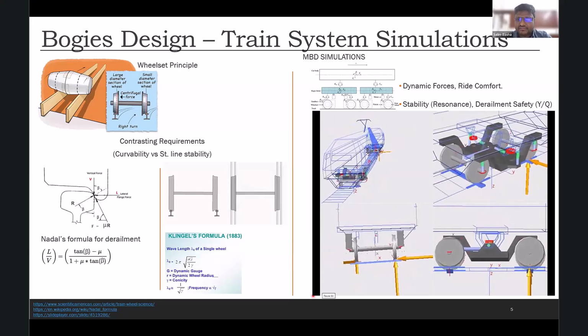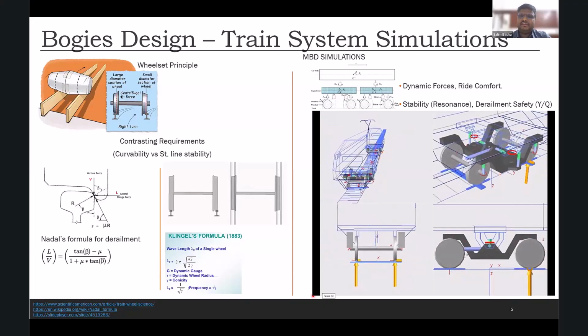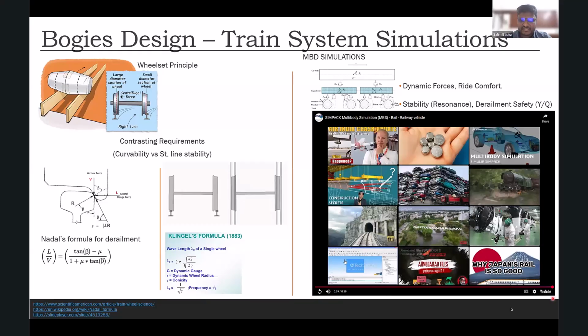So this is how we model, simulate, and iterate on a computer to ensure that all the safety critical parameters are maintained. So this is what we do in terms of the first level of train system simulations.